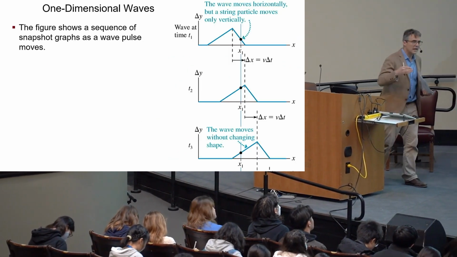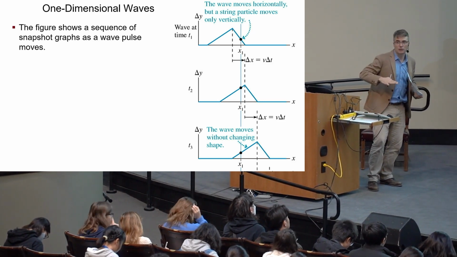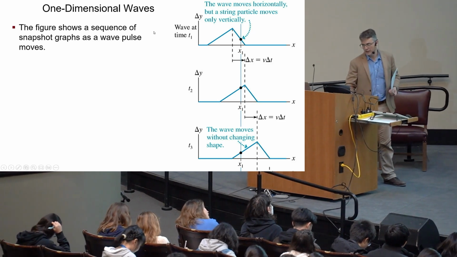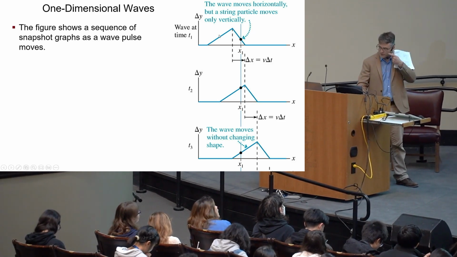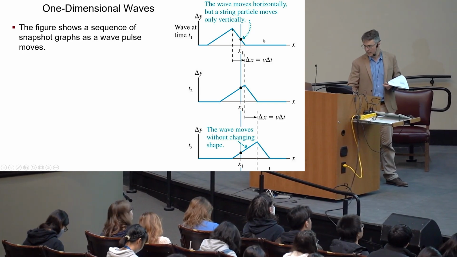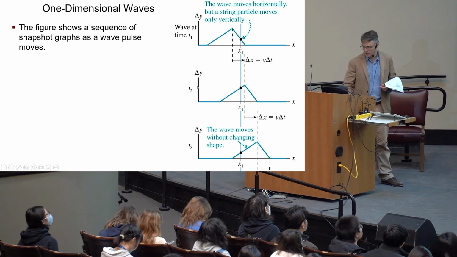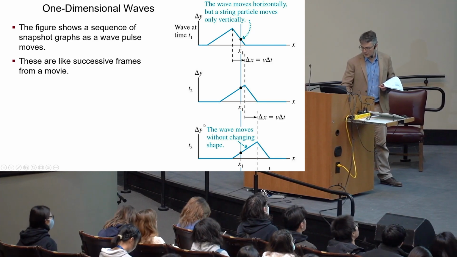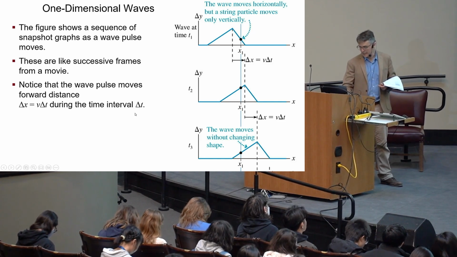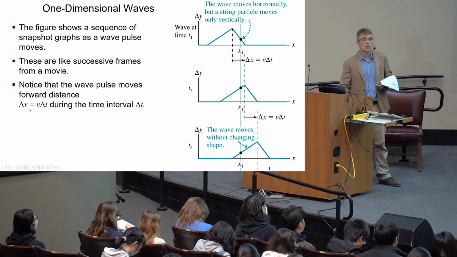One way of visualizing a wave is to look at multiple snapshot graphs and see what happens. Maybe that's the easiest thing. Here's a figure showing a sequence of snapshot graphs as a wave pulse moves from left to right. At time t1 it looks like this, at time t2 it looks like this, at time t3 it looks like this. Every delta t, the whole shape just shifts over.